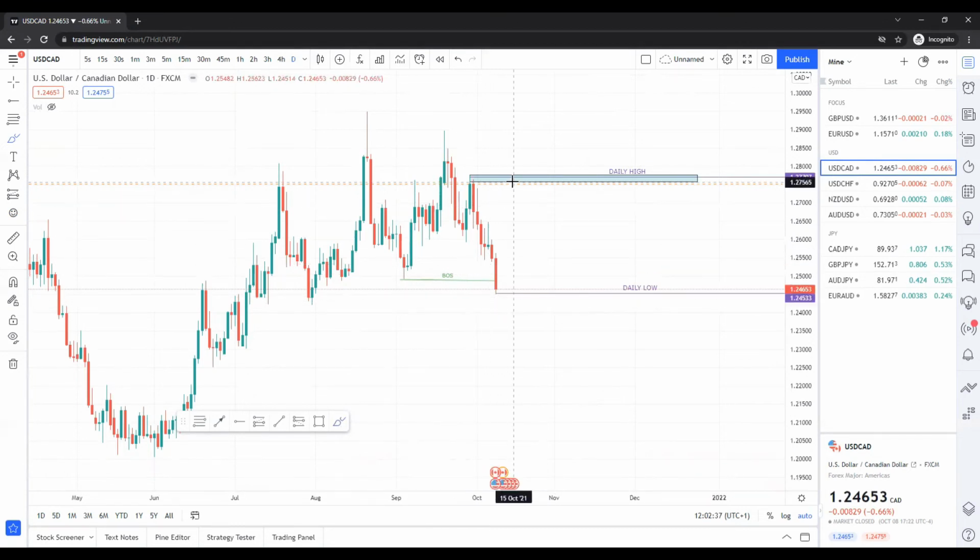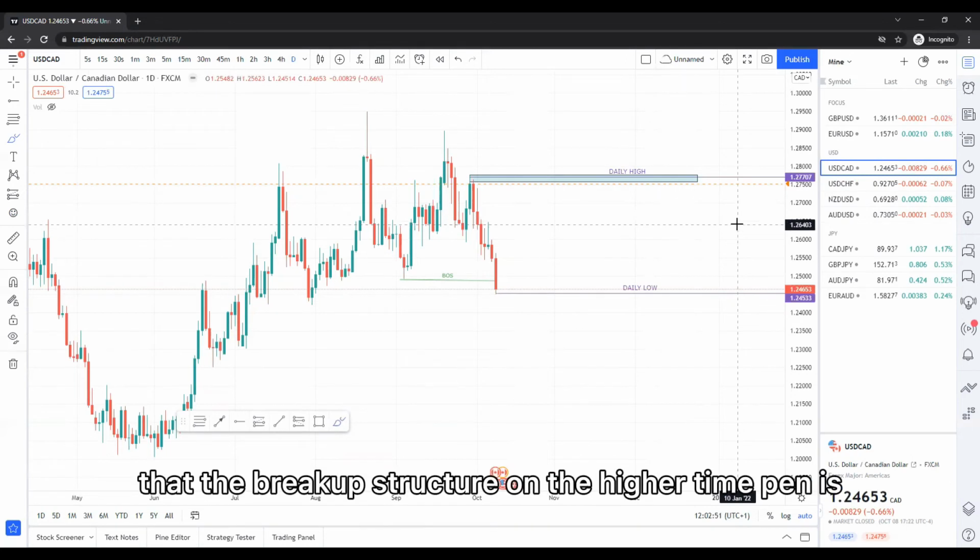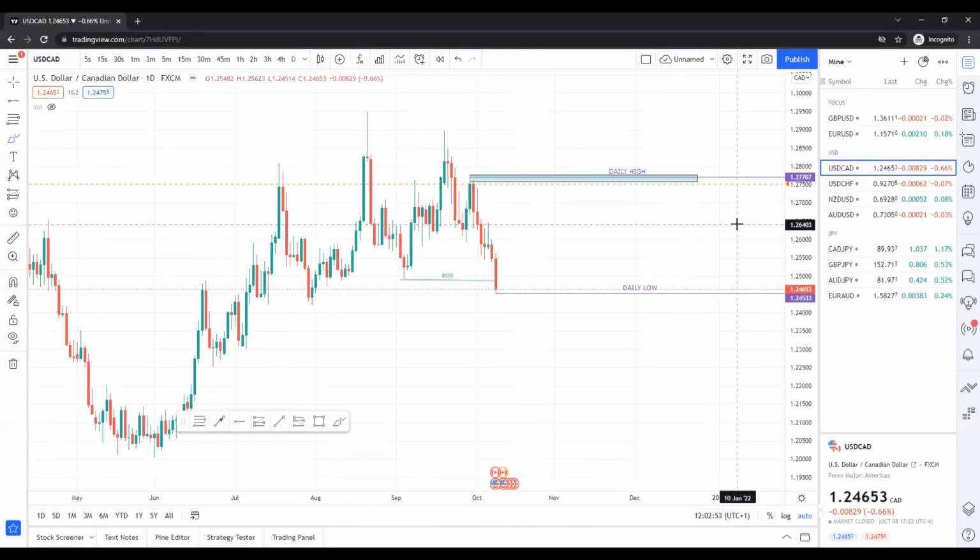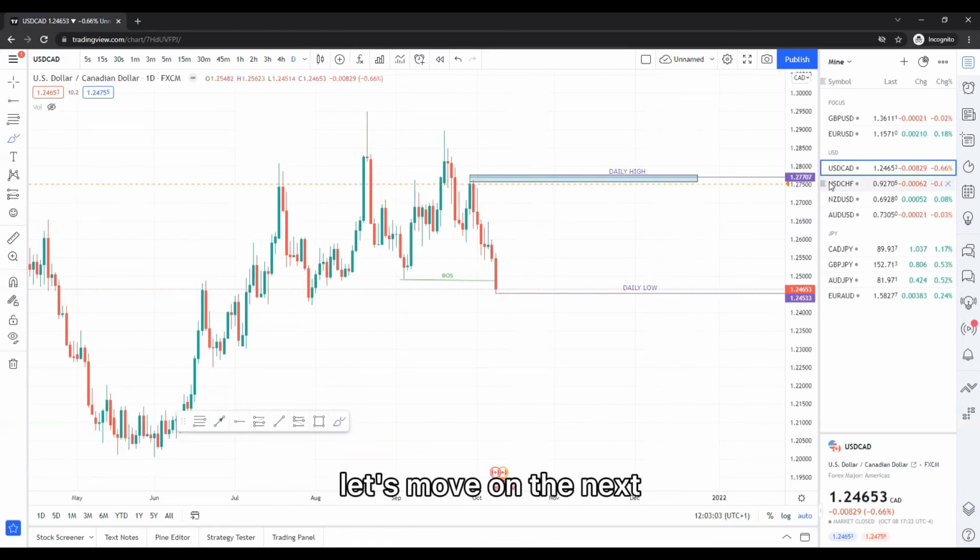For me, trading with the trend and continuation makes sense, right? With respect to the higher time frame. You need to remember that the break of structure on the higher time frame is more substantial, highest probability, than the lower time frame, right? So that's the way it is. Okay, let's move on to the next.